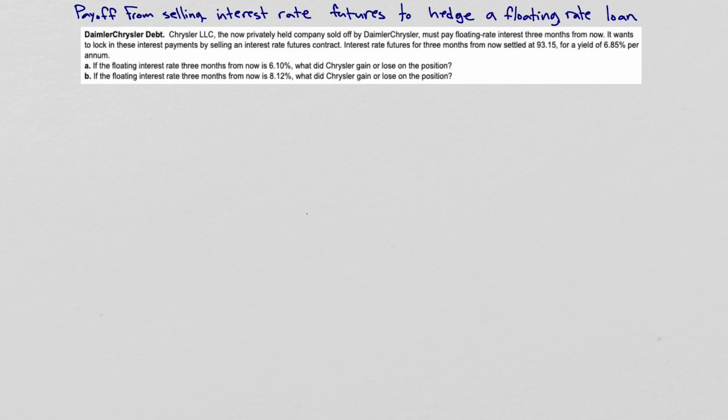And so the problem for Chrysler is just the uncertainty involved in that. They don't know what it is. They know they have to pay in 3 months, but they don't know what it's going to be. And so in order to effectively lock in the rate of interest that they are going to pay, they can sell an interest rate futures contract.